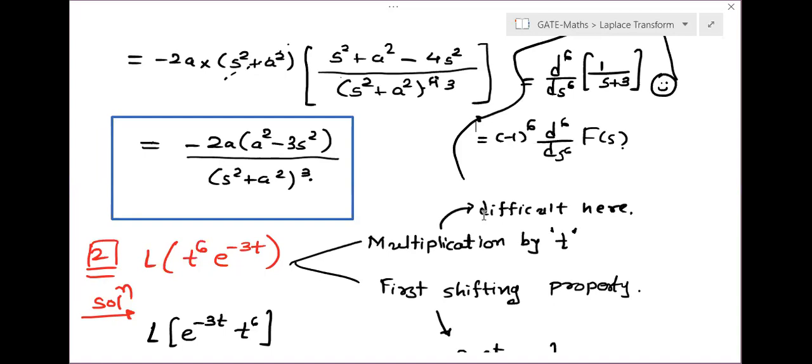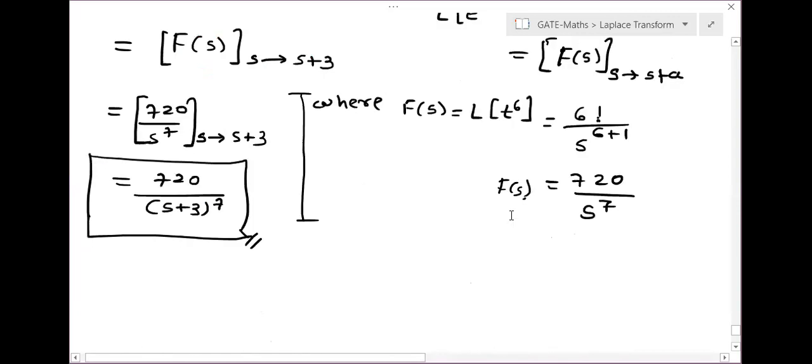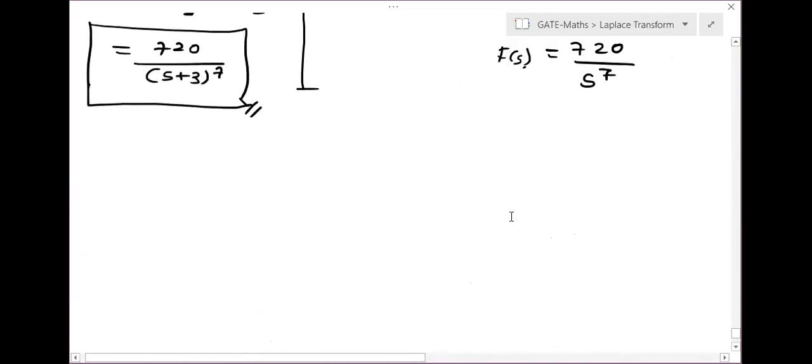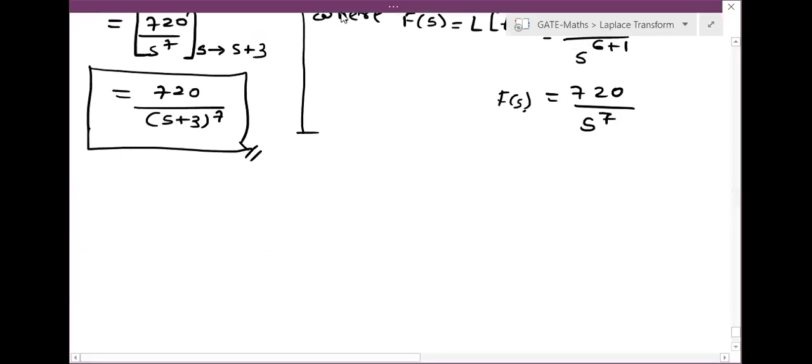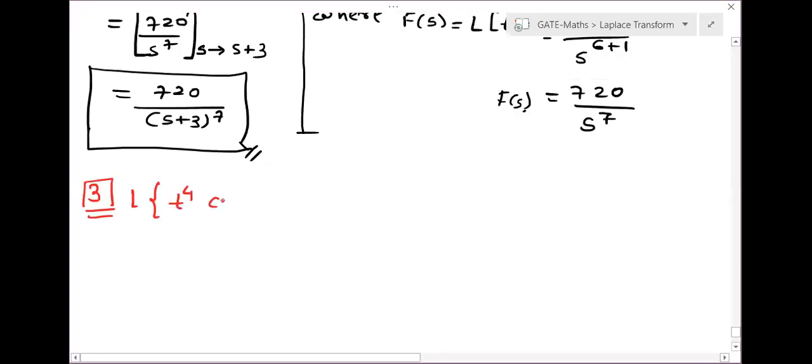Okay, so let us see the next question, and after writing this question, you just identify the type of property, or which property we should use. Question number 3. Laplace of t to the power 4 cos hyperbolic 2t. So which property we should use here?